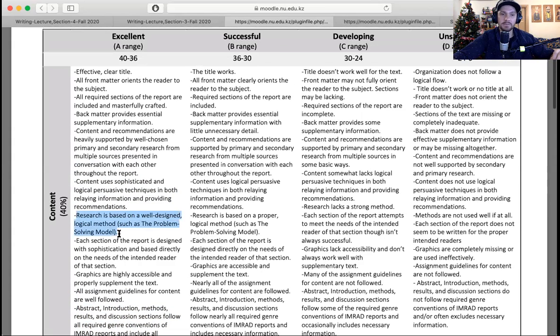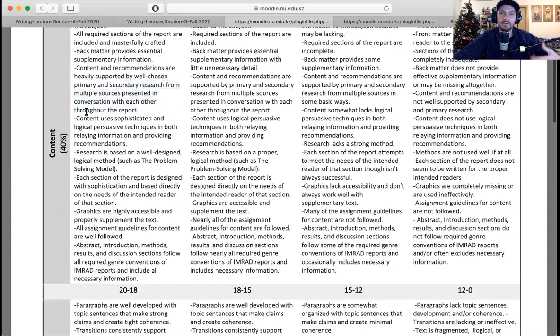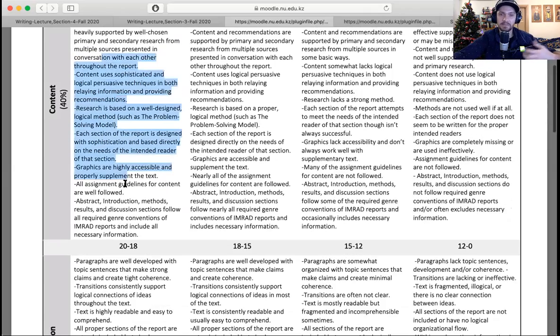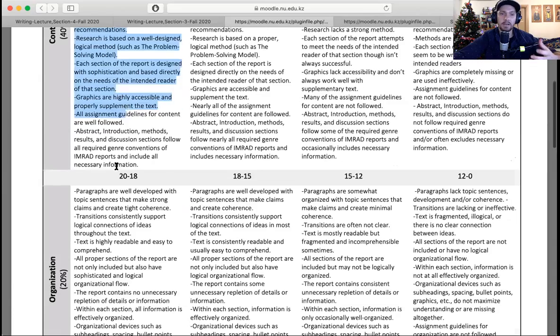Obviously, we're using the problem-solving model, and you have to have a lot of logical, argumentative flow in your report. The content and recommendations are heavily supported by both primary and secondary research, and your sources are put into conversation with each other throughout the report, right? That they're sophisticated, logical, and so we're looking for this strong methodology there.